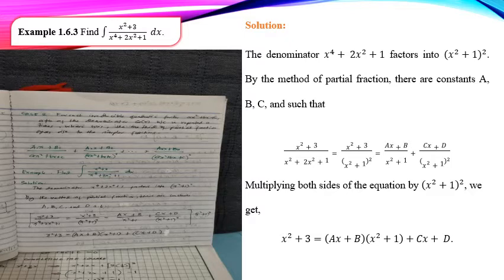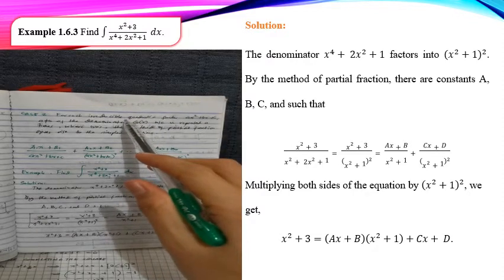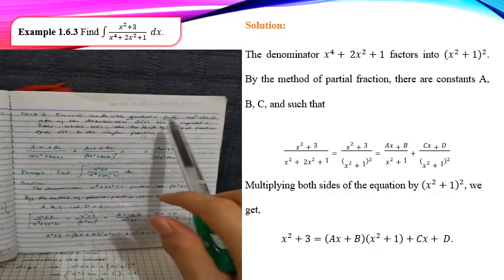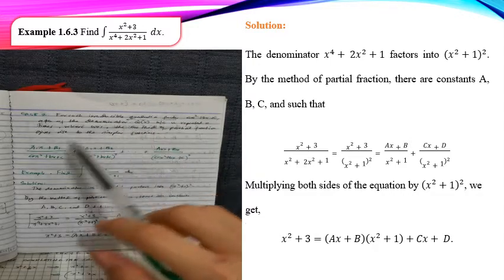Case 2. For each irreducible quadratic factor ax squared plus bx plus c, where a is not equal to 0, of the denominator q of x which is repeated n times, katulad ng sa case 1, pero linear factor nga lang yun. Where n is greater than 1, the method of partial fractions gives rise to the simpler fractions. Dito sa case 2, class, quadratic factors yung makikita natin or kukonsiderin natin. If repeated siya n times, ang pag-decompose naman niya is ganito.